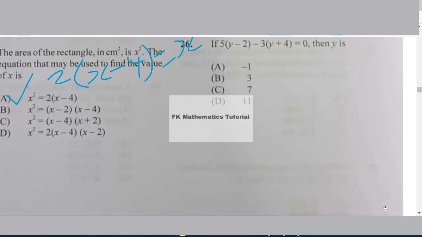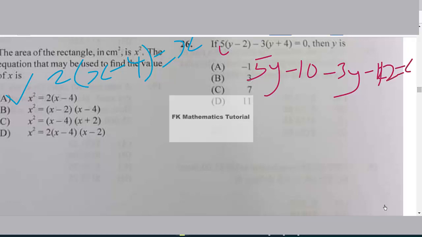If 5 into bracket y minus 2, minus 3 into bracket y plus 4 equals 0, then y is equal to, so let's expand. 5 times y will be 5y. 5 times negative 2 will be negative 10. Then negative 3 times y will be negative 3y. Negative 3 times positive 4 will be negative 12. Equals 0.